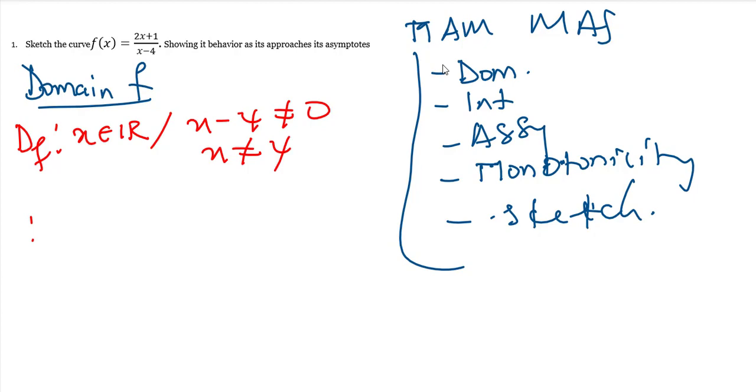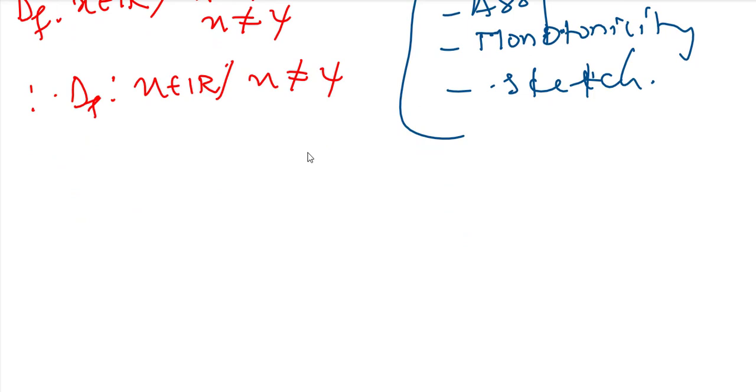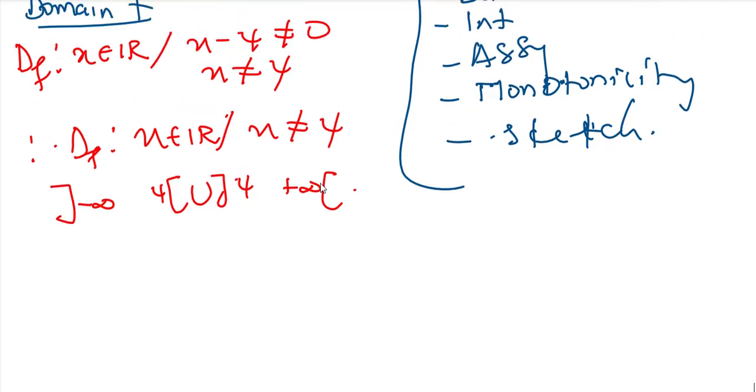So definitely the domain of the function is x belongs to the set of real numbers such that x is not equal to 4. Now, can we write this in interval notation? Possible. The interval notation starts from negative infinity, excluding the point 4 from above and below, then positive infinity. Either you leave it like this or like this, no problem. So that's how we find the domain of a function.